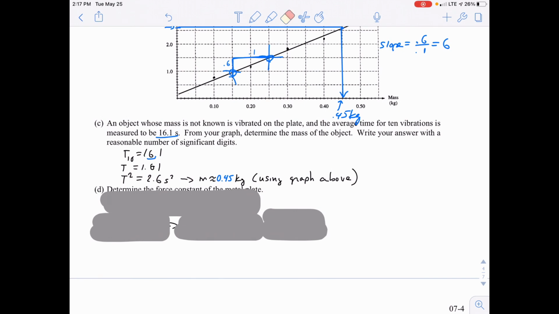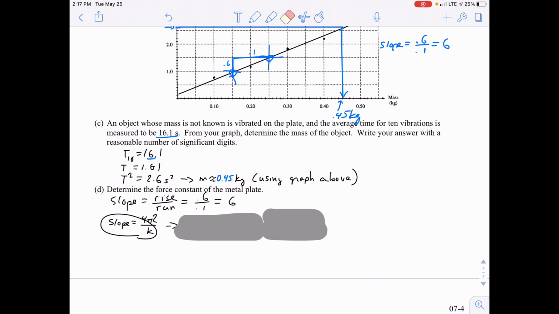Determine the force constant of the metal plate. Well, again, you're going to find the slope. We found a slope of 6 earlier. Recall, slope equals 4 pi squared over k. Switch them, so k is equal to 4 pi squared over slope, which is 4 pi squared over 6, which is approximately 6.6 newtons per meter.